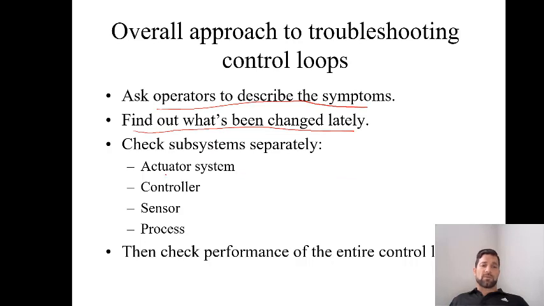Okay, so now when we troubleshoot, we want to check the subsystems separately. Like we said, we want to look at the actuator and common problems associated with the actuator. We can look at the controller, have the values changed. We can look at the sensor, and then we'll look at the overall process. After we look at all of these things, we can put the entire process back together and evaluate the performance of the entire control loop.